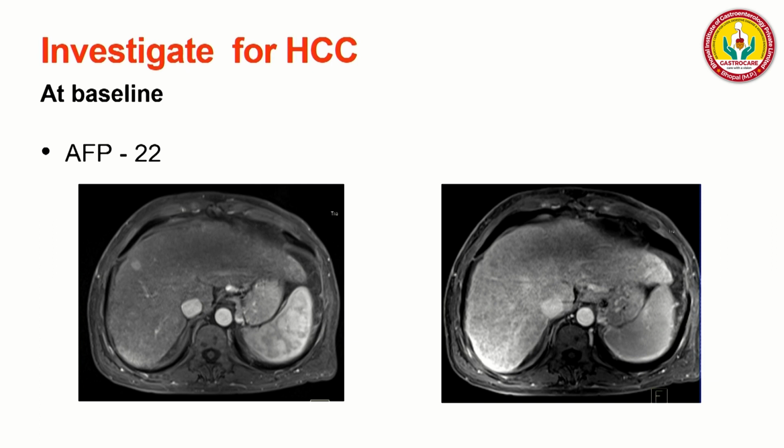Now this is a very limited number of sequences you do. You don't give contrast. You only ask for three imaging sequences: T1 weighted, T2 weighted and diffusion weighted. And based on that, it gives you a much better sensitivity for HCC as compared to an ultrasound.